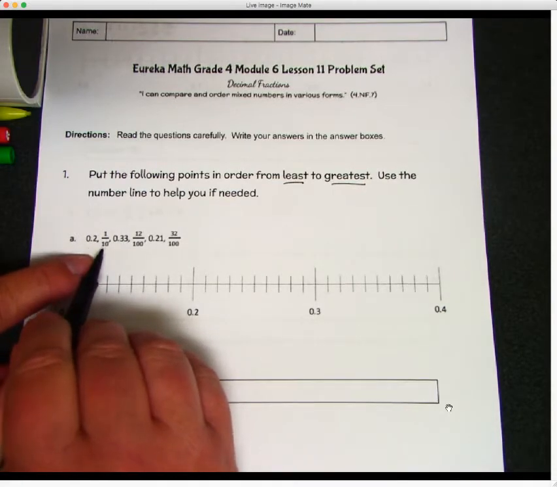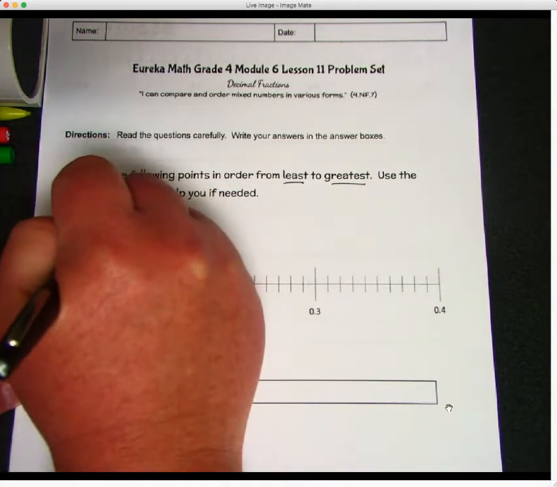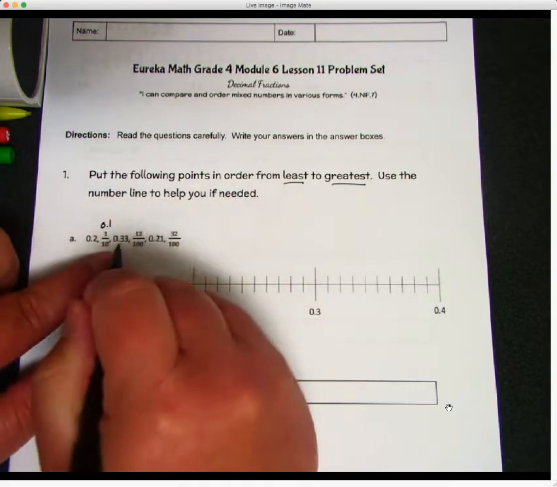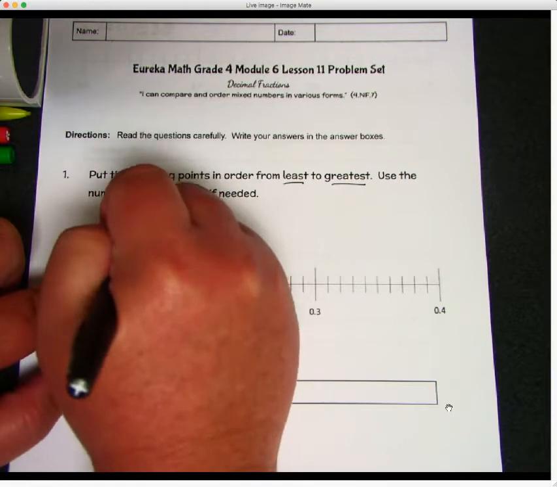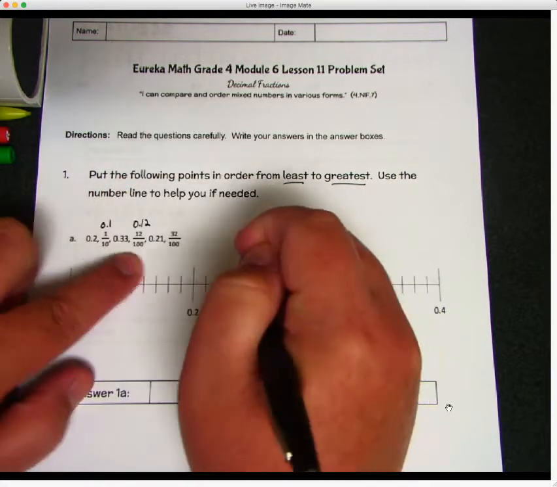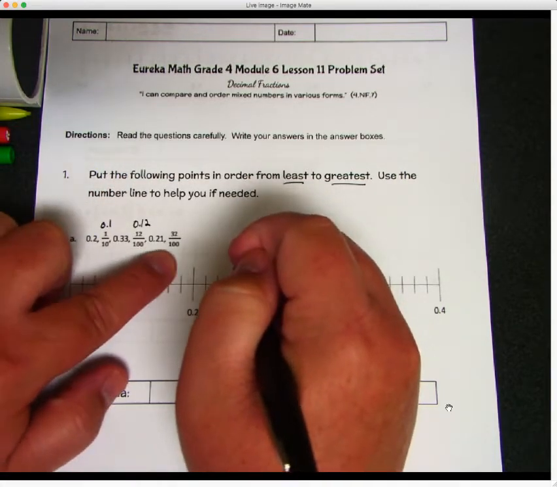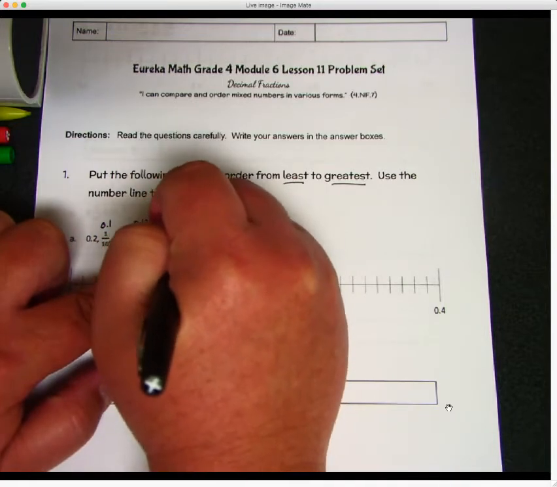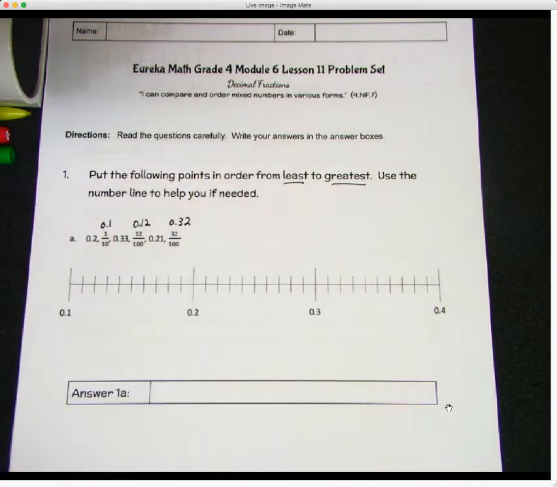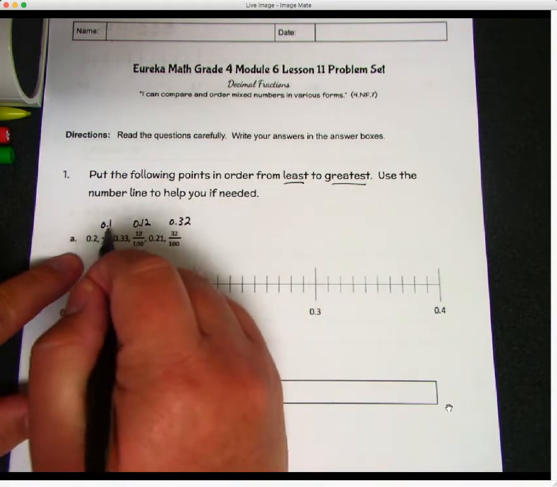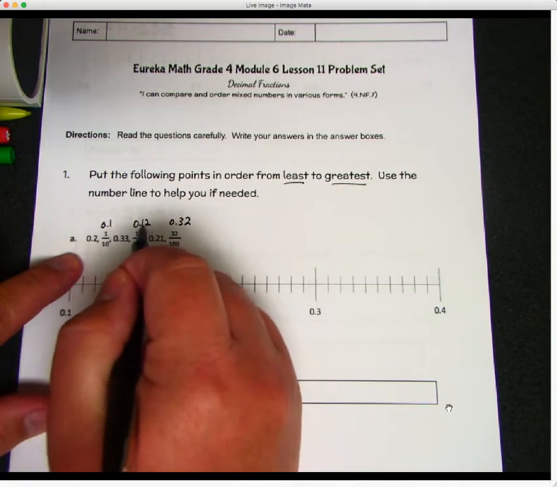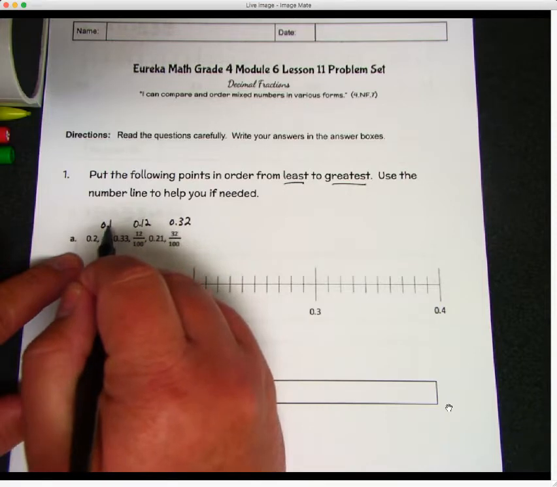What does 1/10 look like? It looks like 0.1. And we've got a decimal. What's 12 100ths look like? It looks like 0.12. And we got a decimal, and 32 hundredths looks like that. So it's easier for me when I can see them in decimal form. So as I look at these, I see a 1/10. Okay, that looks like the smallest to me.